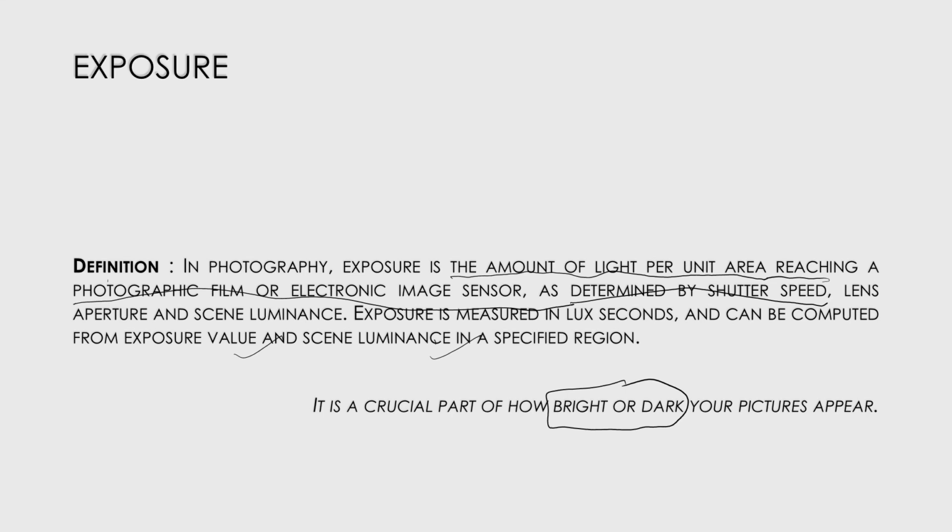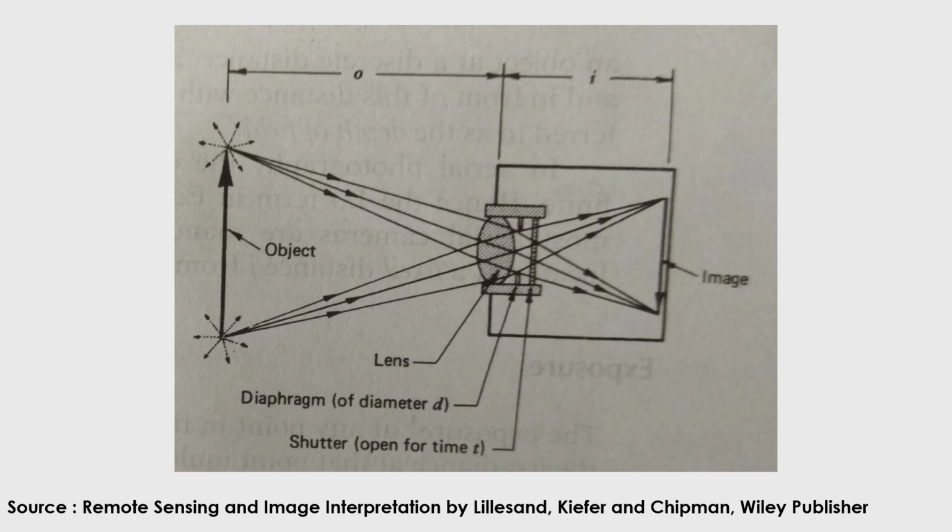Next one is gamma exposure. So this is a schematic diagram of a camera and the image being captured. This is the image being captured and this is the camera. And this one is diameter D. With the time T, a very short time, the shutter is open and closed. This is the object. So this is your lens and this is an image.